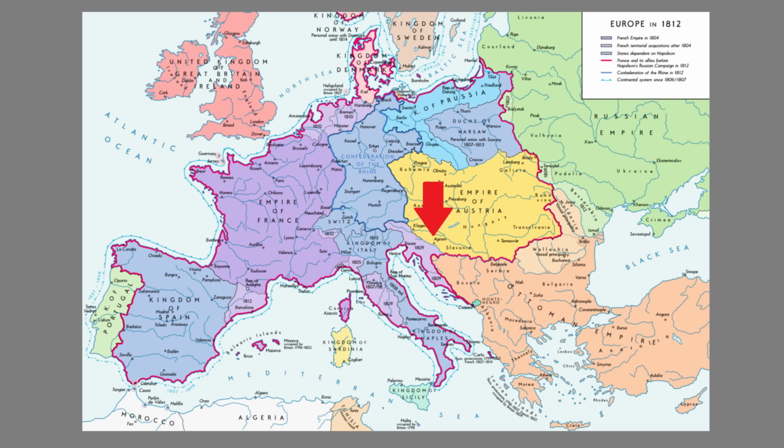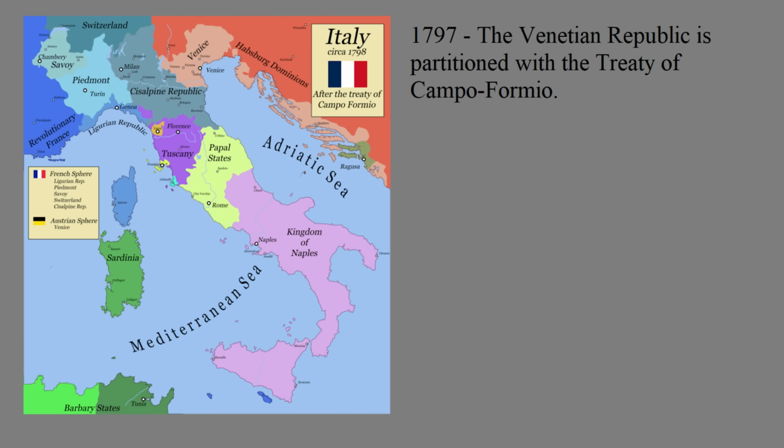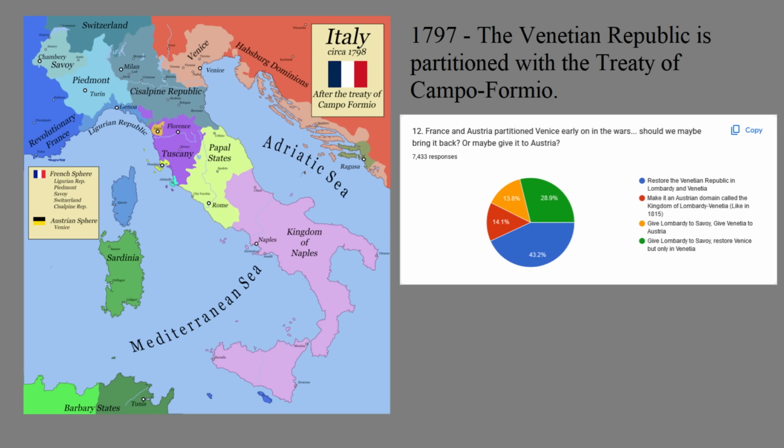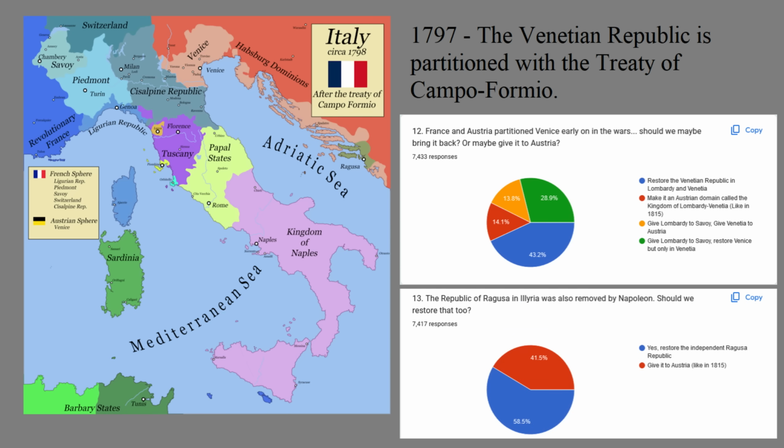For one, Venetia. In 1797, France and Austria agreed to a temporary peace where they partitioned the Venetian Republic, Austria getting Venice itself and most of its Adriatic possessions. With that in mind, I presented the option of restoring an independent Venetian Republic, either partially or wholly in Italy, which the majority of you voted for. I also made a question about restoring the Republic of Ragusa, another Adriatic republic that got swept up in this mess, and you also voted to restore it. It was kind of at this point I realized, as much as it's a meme to hate on France, a lot of you guys just aren't interested in letting Austria have anything either, which I find hilarious.